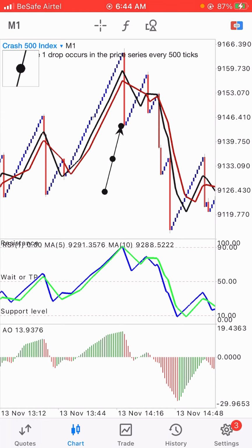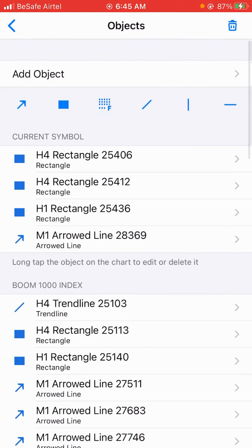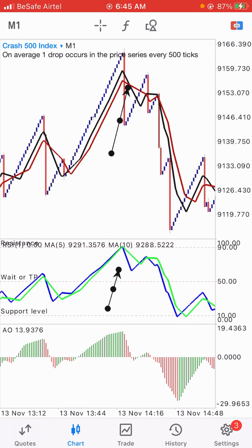You can see this. I said after one spike, you wait for the two moving averages to cross each other and face to the downside. And you also wait to see this, at the resistance level, facing to the downside.